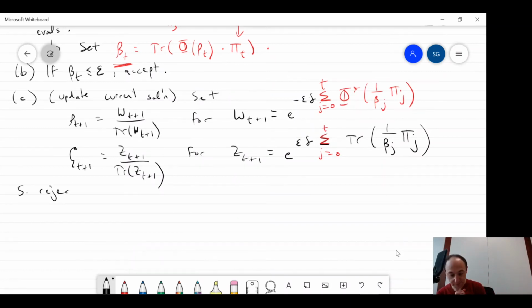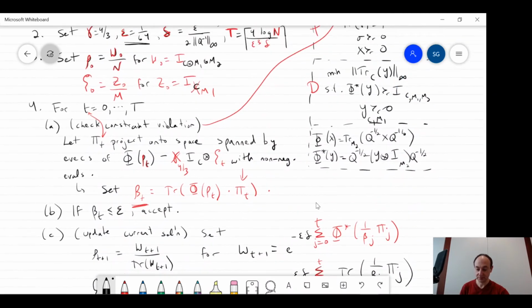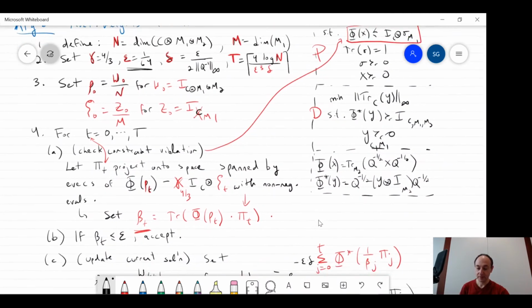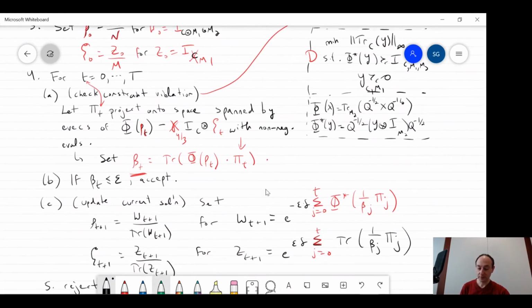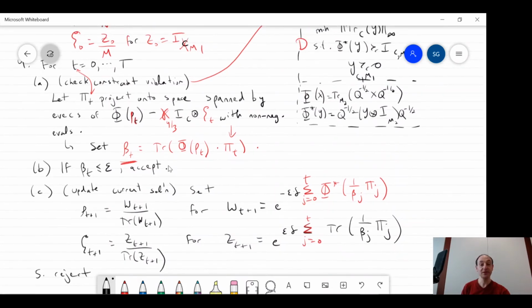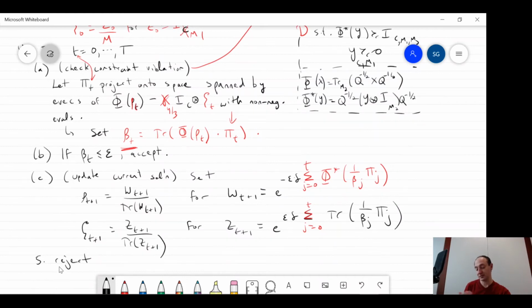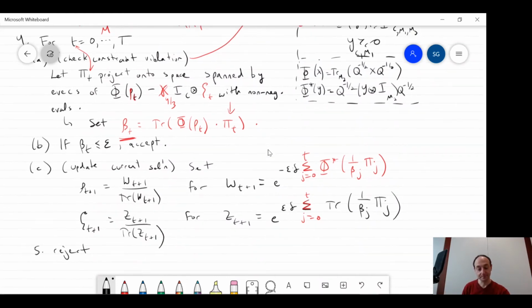So if you finish this loop, where's the loop? Maybe I'll zoom out just a touch to see if I can get it all on screen at once, or maybe a bit more of it. Here's the loop, step 4. If you finish this loop and you haven't ever accepted on step 4b, meaning you never got to a point where you satisfactorily satisfied that one inequality constraint we care about, then ultimately we exit the loop and we just reject.